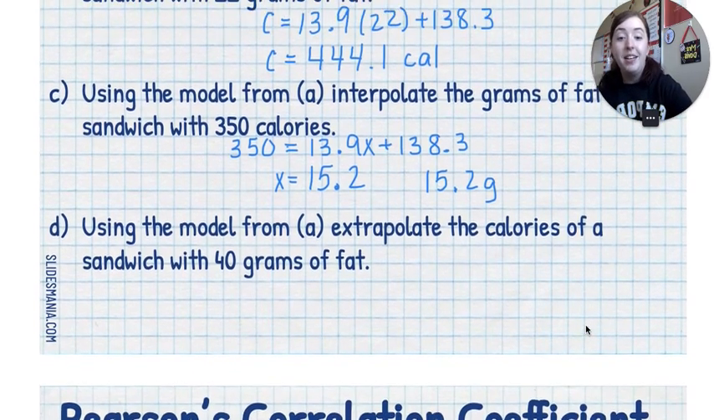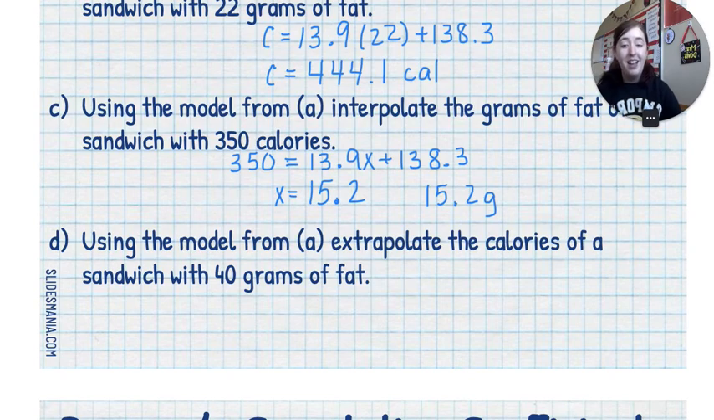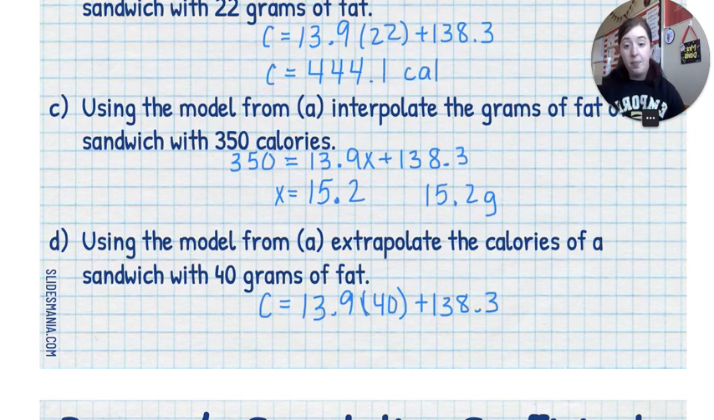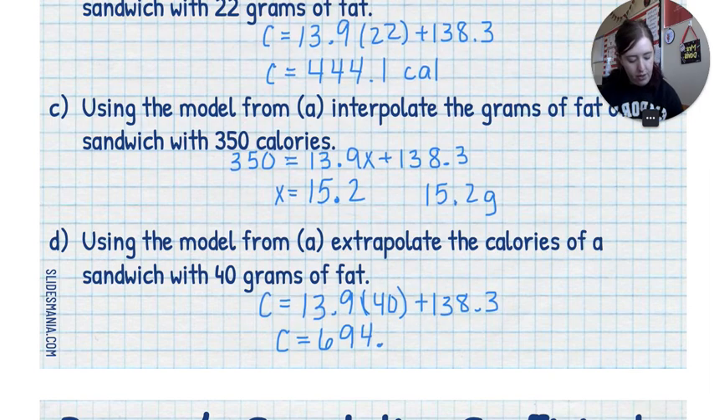Now we're going to extrapolate. So we're going to say if we have 40 grams of fat, which sounds insane, but let's say we have 40 grams of fat, how many calories will that have? So I'm not sure about the number of calories, but I know I'm going to have to take 13.9 times 40 plus 138.3. So let's pop that into our calculator. 13.9 times 40 plus 138.3. Good deal. So that sandwich will have 694.3 calories.